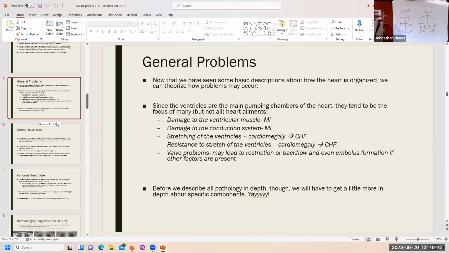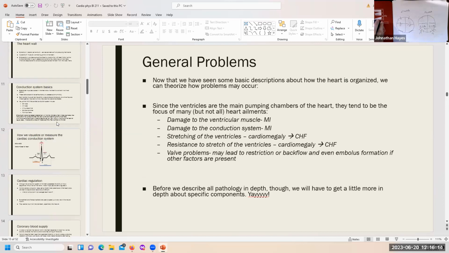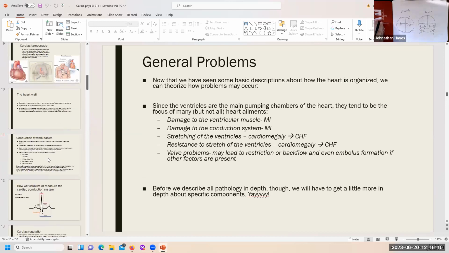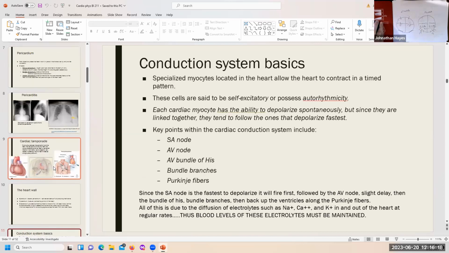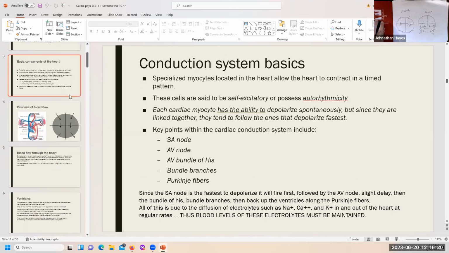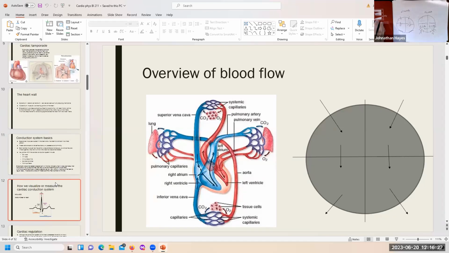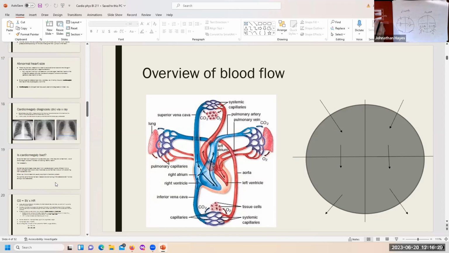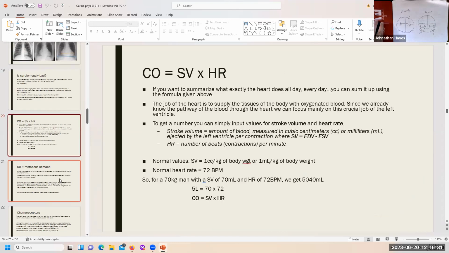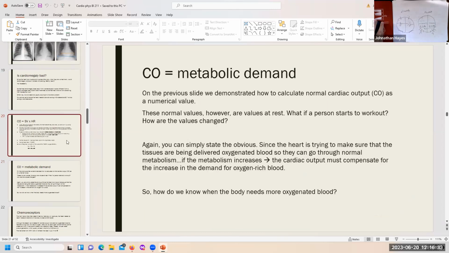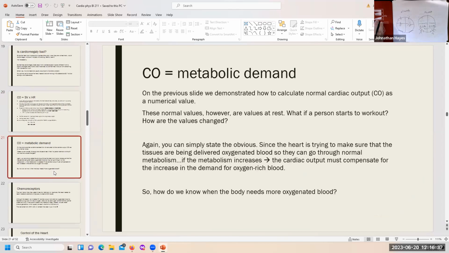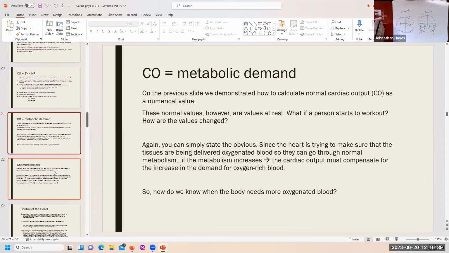So today we kind of did all the normal physiology, right? So here's conduction basics, all that kind of stuff. This was a big discussion point today. Another big discussion point was things like this and this, factors that affect these things. But Thursday, we're going to talk about how it breaks.